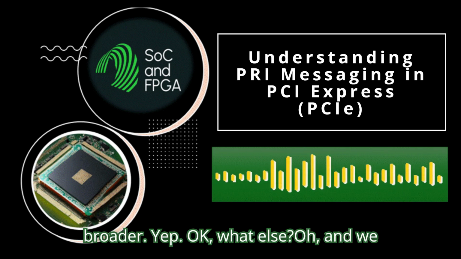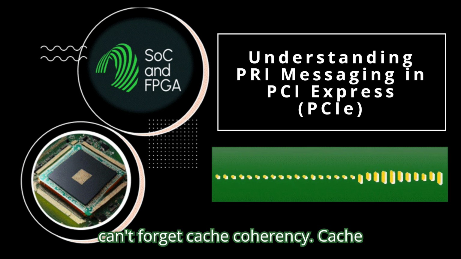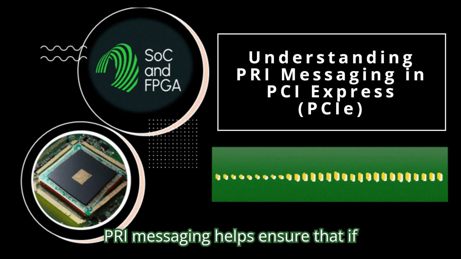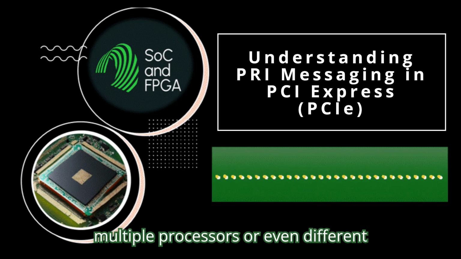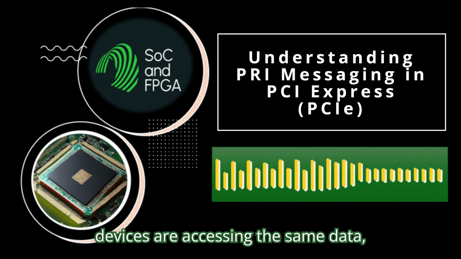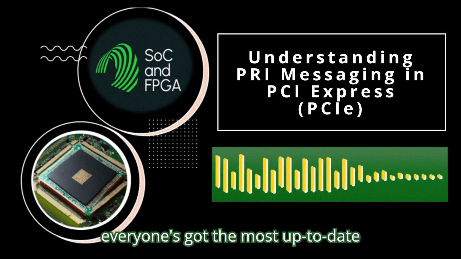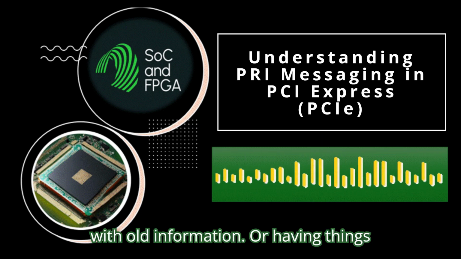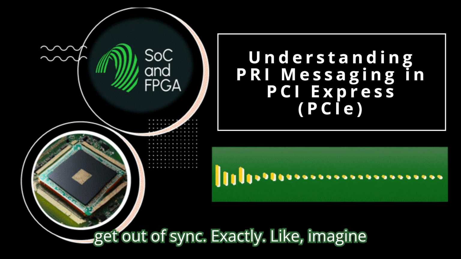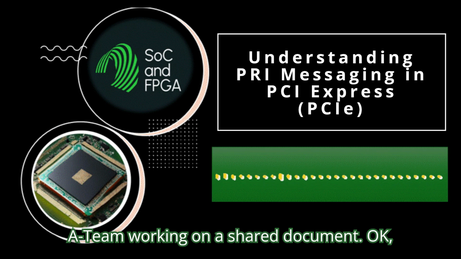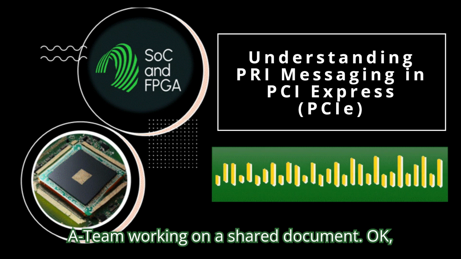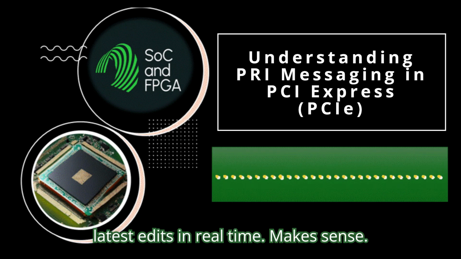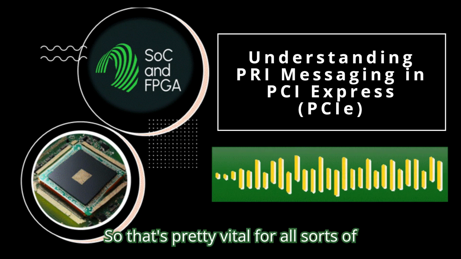Okay, what else? Oh, and we can't forget cache coherency. Cache coherency. It's a mouthful, but basically, PRI messaging helps ensure that if multiple processors or even different devices are accessing the same data, everyone's got the most up-to-date version. Oh, I see. So no more working with old information or having things get out of sync. Exactly. Imagine a team working on a shared document. With cache coherency, everyone sees the latest edits in real time. Makes sense. So that's pretty vital for all sorts of things.